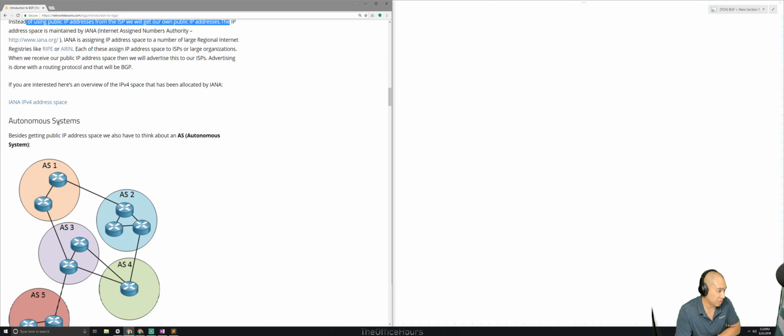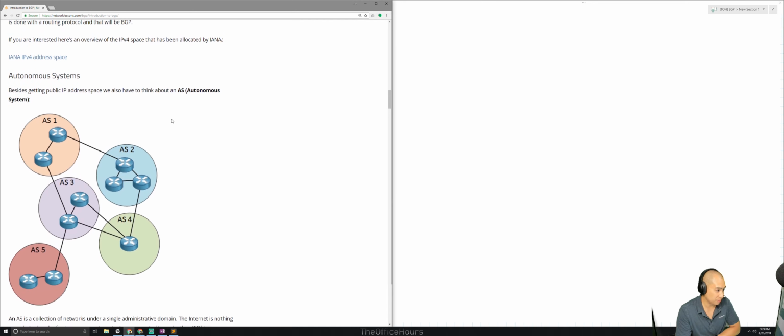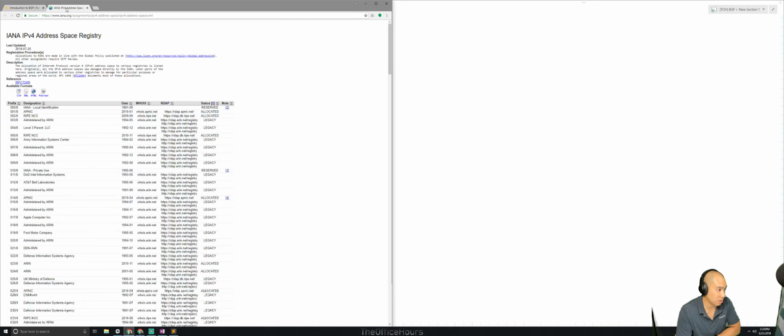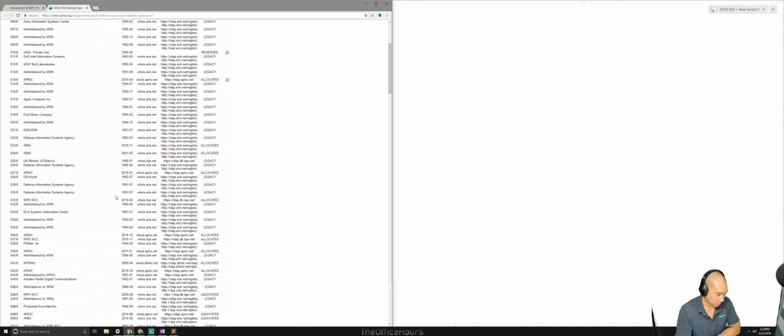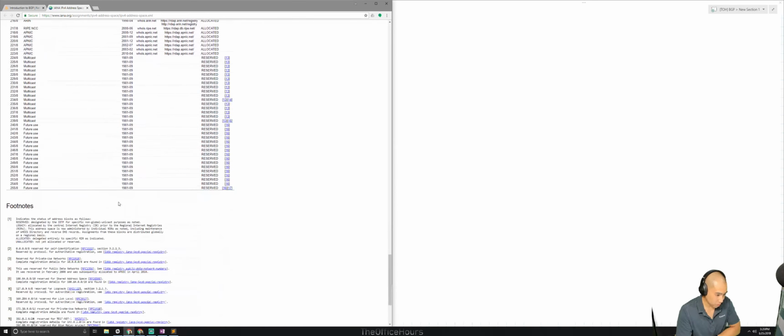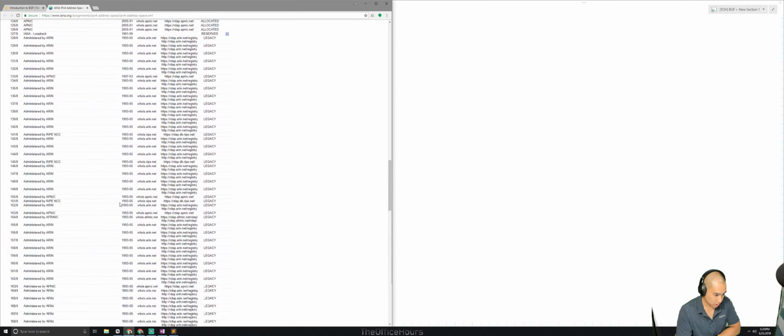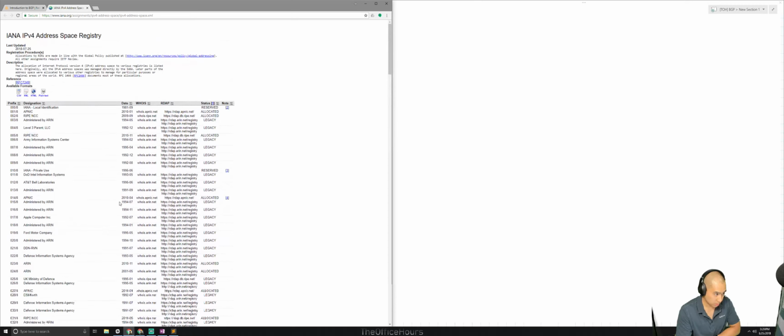If you're interested, here's an overview of the IPv4 space that has been allocated by the IANA. Actually, let's take a look at this. Cool.